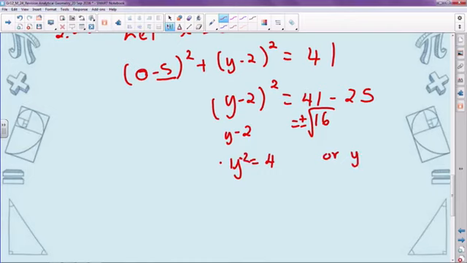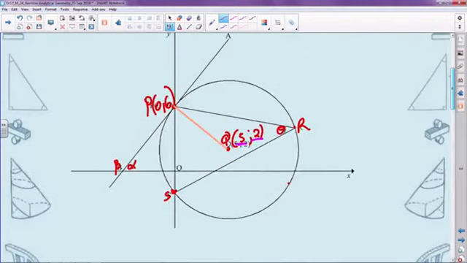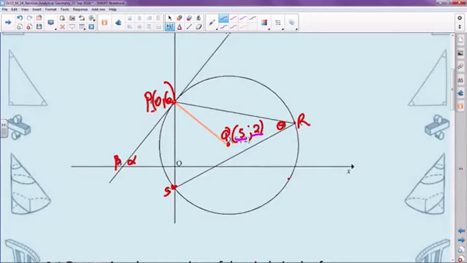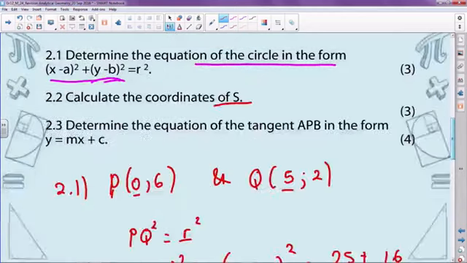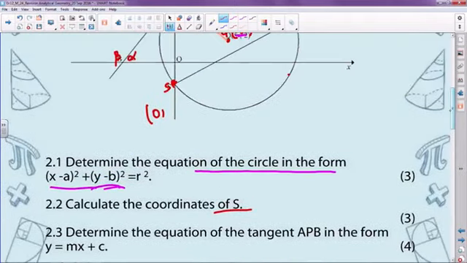or negative 4. So therefore, we're going to get y is equal to 4 plus 2, which is 6, or y is equal to minus 4 plus 2, which is minus 2. So if we're looking for coordinates, the one at point P, that y-intercept was given as (0, 6), so therefore S must have the other coordinates, which is (0, -2). Okay, which is the one we've just worked out.